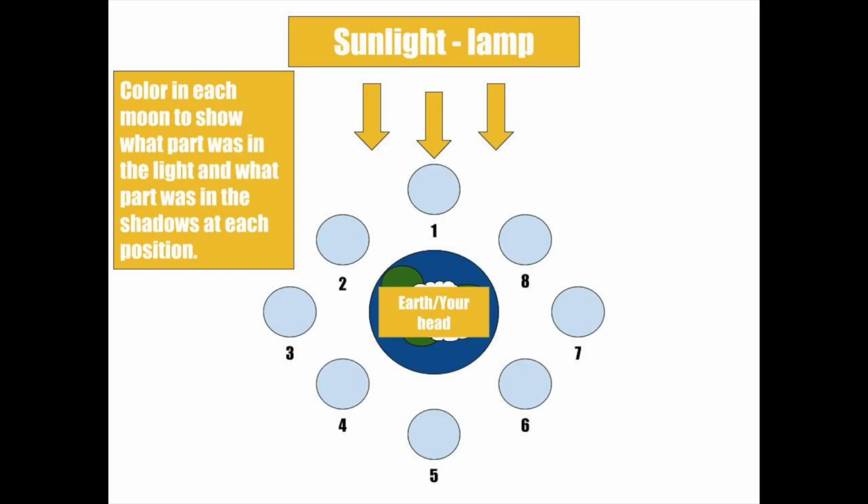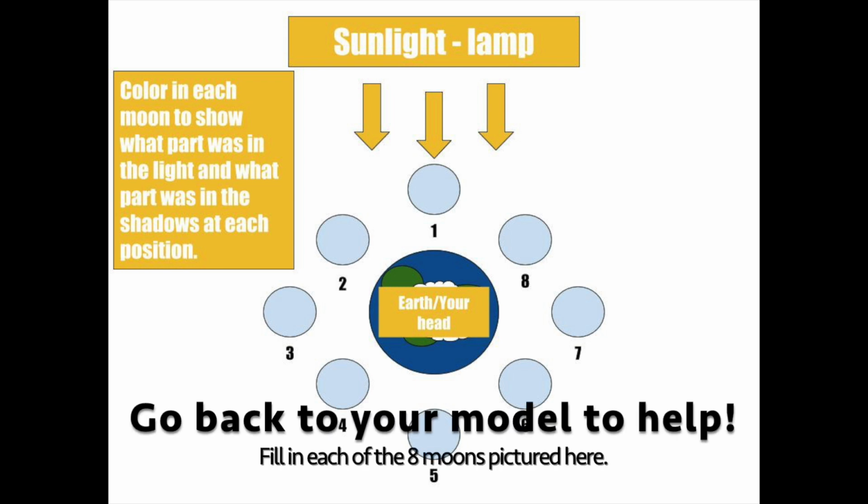Now that you've had some time to explore with your moon model, use the guide pictured here to draw what parts of your moon were lit up and what parts were shadowed for each of these 8 positions. Go back to your model to help you fill in each one.